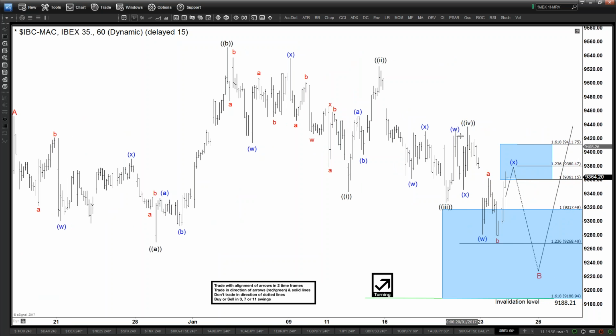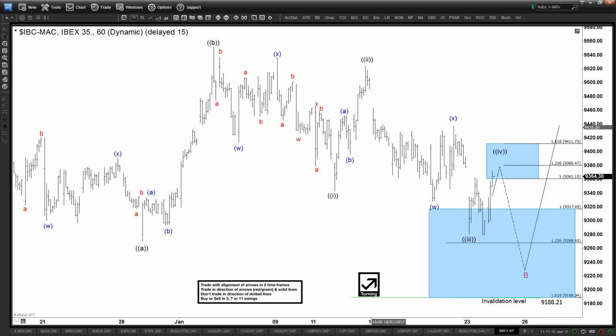Instead of calling this the blue X, you can put the 3 here and call this the 4. It's going to be the same thing. You can do it like this also. That's what the 4-hour is saying, and you're still looking for one more low. It won't change too much. So you can label it like this as well. That's the 4-hour labeling. I wouldn't change too much.